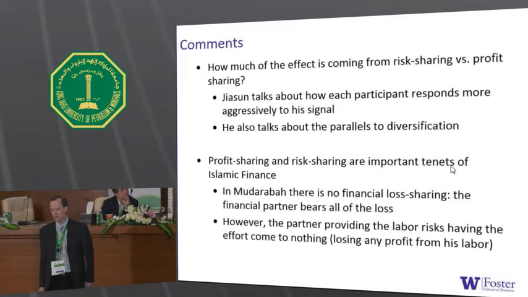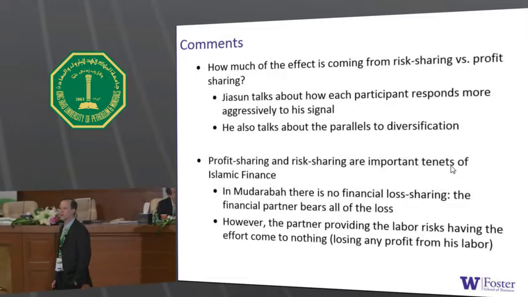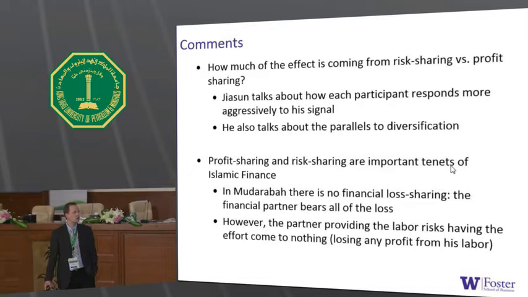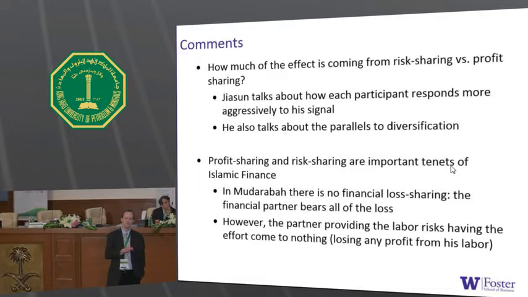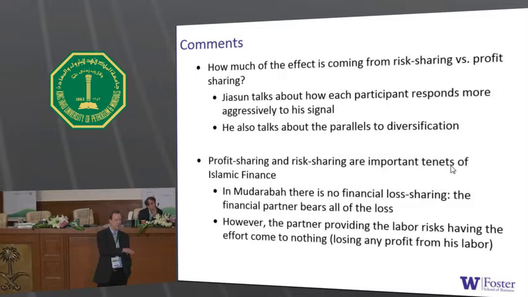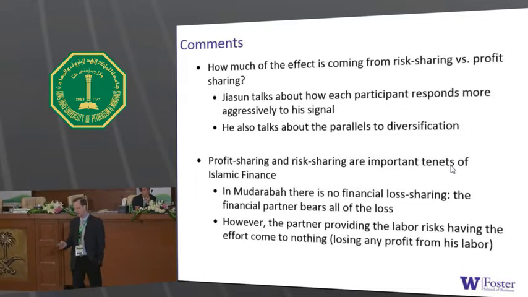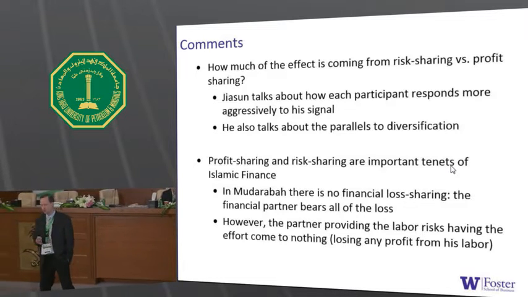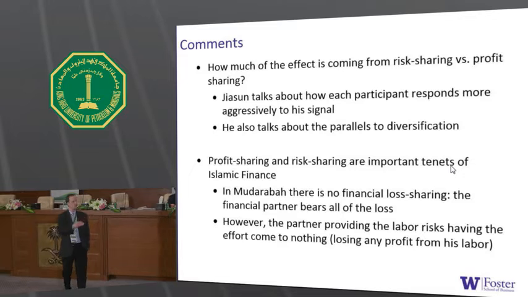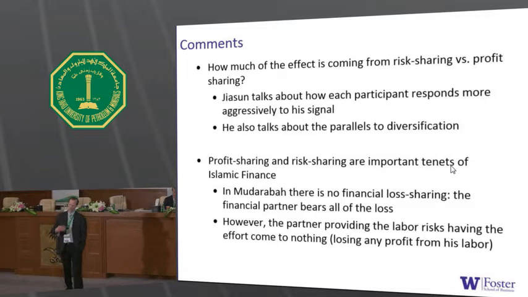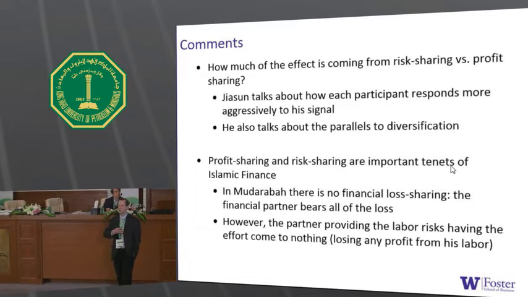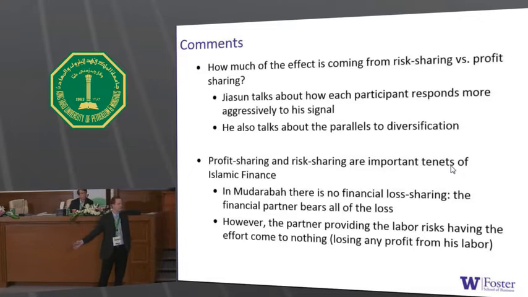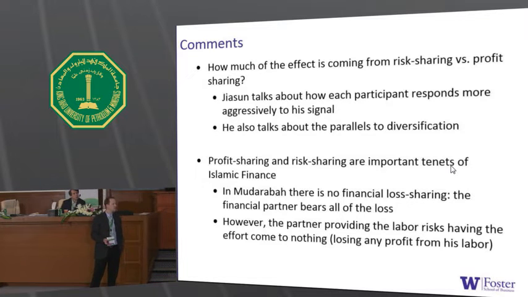So a couple things that I was thinking about as I read through the paper. First of all, and he kind of hinted at this in his own talk, how much of this is actually coming from a risk-sharing channel versus a profit-sharing channel, and I think that's worth exploring more. In the paper he talks about, and he mentioned in the talk, everybody responds more aggressively to their own signal, and he talks about parallels to diversification. We know that profit-sharing and risk-sharing are important tenets of Islamic finance.